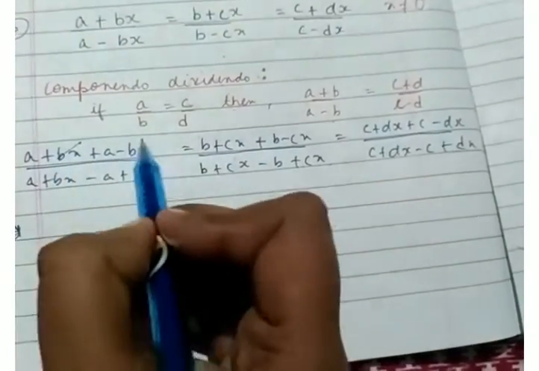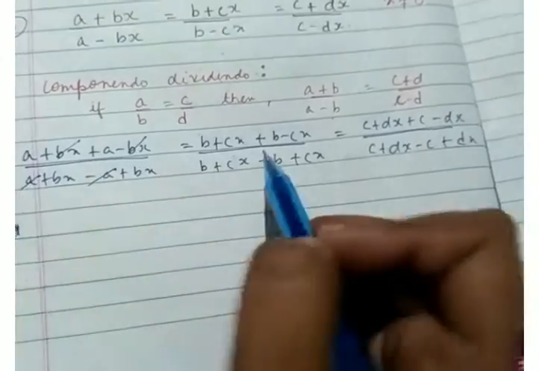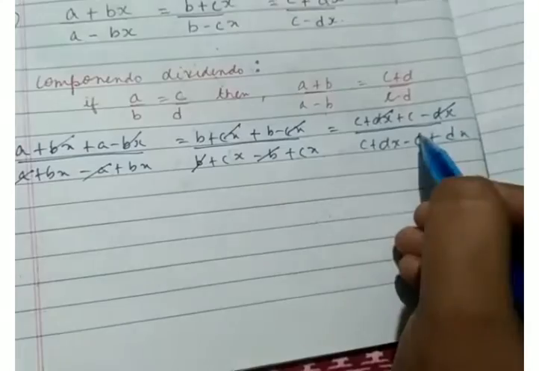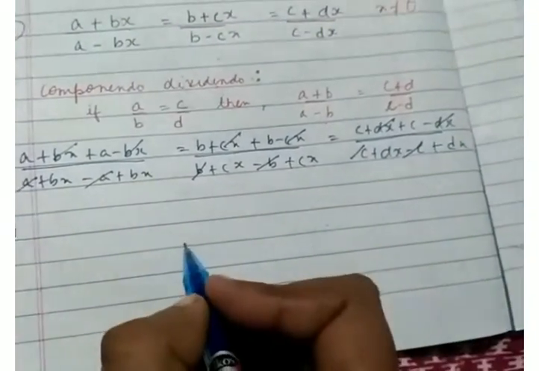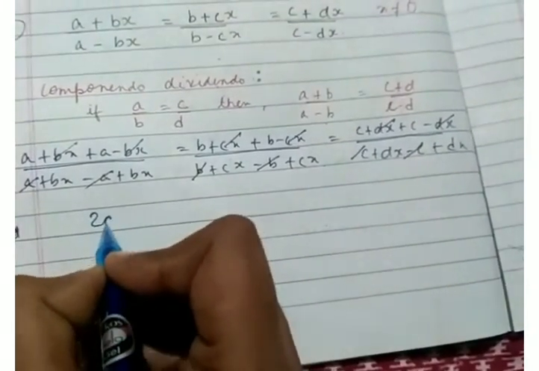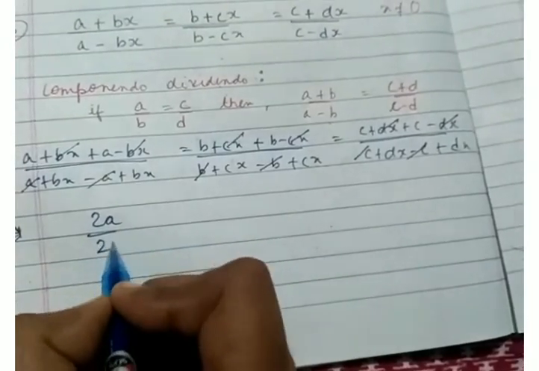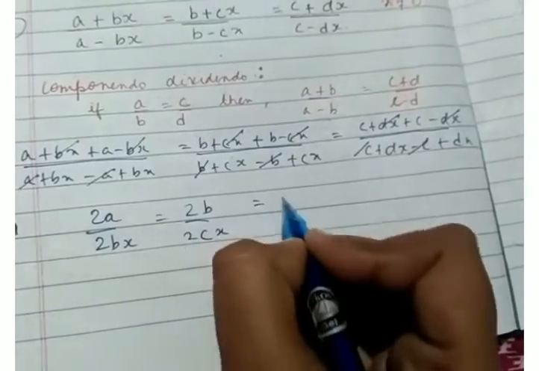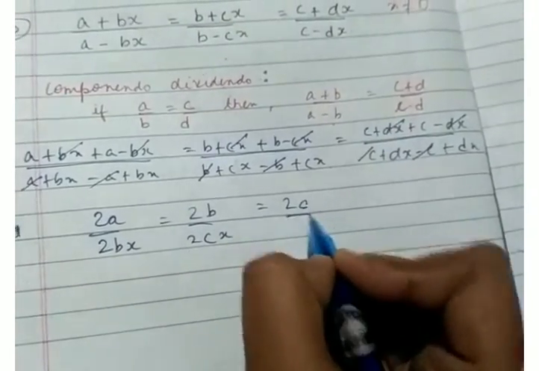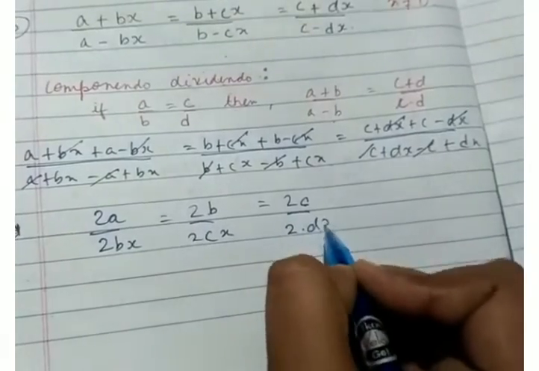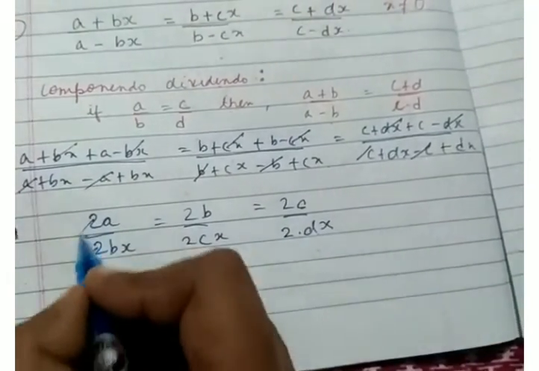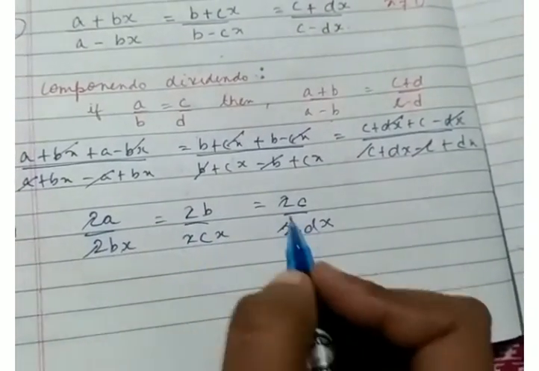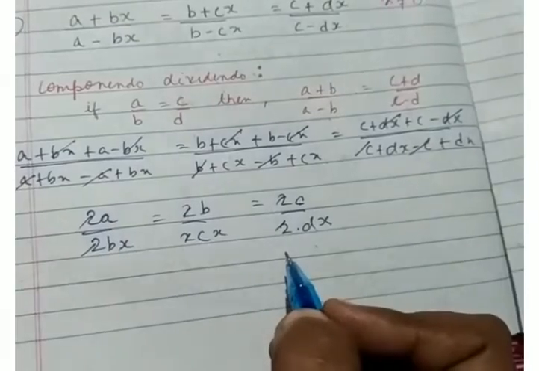The plus bx and minus bx cancel, plus a and minus a cancel. Similarly here also, and then here also. So now we are left with 2a upon 2bx equals 2b upon 2cx equals 2c upon 2dx. The 2 will be cancelled. So we have a by bx equals b by cx equals c by dx.